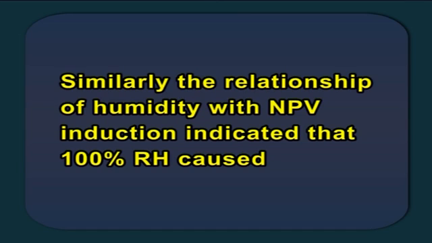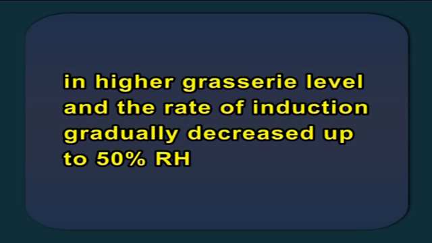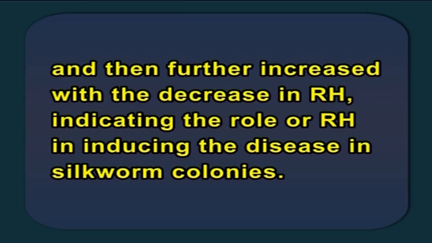Similarly, the relationship of humidity with NPV induction indicated that 100% relative humidity caused a higher grasserie level, and the rate of induction gradually decreased up to 50% relative humidity and then increased again with the decrease in RH, indicating the role of RH in inducing the disease in silkworm colonies. Therefore, a decrease or increase of temperature and humidity alters the NPV incidence. Possibly the changes beyond certain levels exert metabolic stress at the cellular level. Such stressful conditions might affect the host defense system against the viruses.